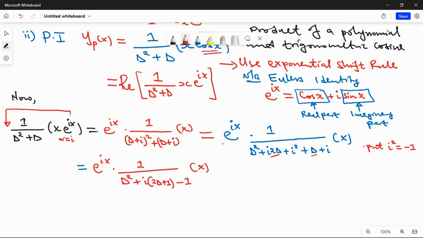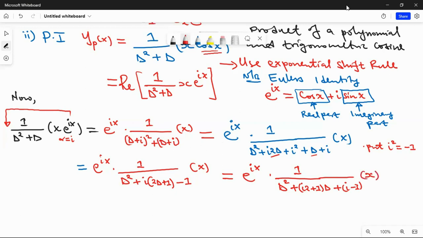Alternatively, I could just have the coefficients of d operator written this way. You could write this as exponential ix, 1 over d squared plus the coefficients of d. Which ones are they? Here we have i2 plus 1. Those are the coefficients of d, plus i minus 1. Still the same. And then this is operating on x.